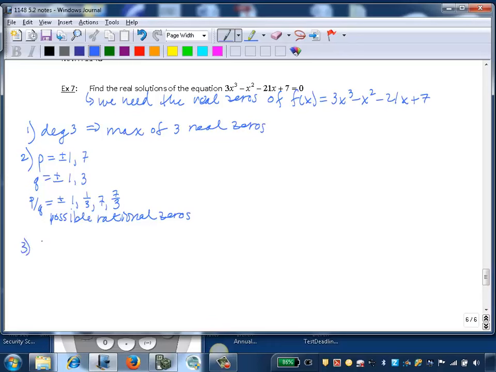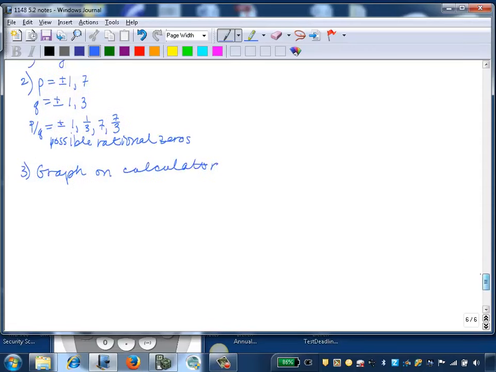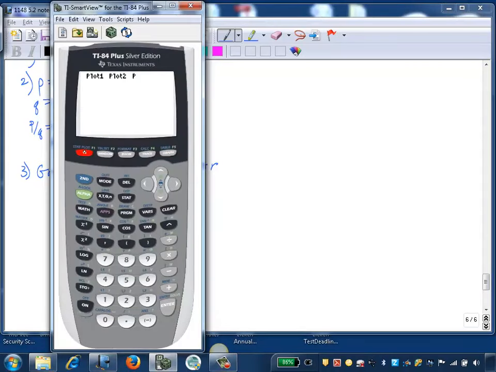Okay, so third step, we're going to graph on our calculator. So we enter the function 3x cubed minus x squared minus 21x plus 7. And then I'm graphing on a standard viewing window. And we can see it looks like there's 3 x-intercepts, which makes sense. We have a degree 3. We could have up to 3 real zeros. So it looks like it has exactly 3 real zeros. Now we just need to determine exactly what they are and verify them algebraically.